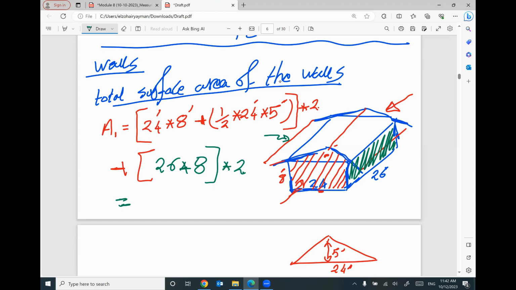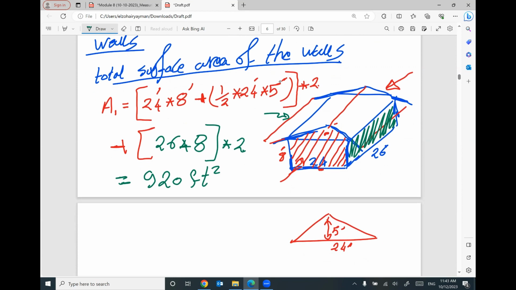Let me find the area first. 24 times 8 plus 1/2 times 24 times 5, times 2, plus 26 times 8 times 2. 920 square feet. Is it correct? Or do I need to do something else? I need to order 920 square feet of plywood to construct the wall.